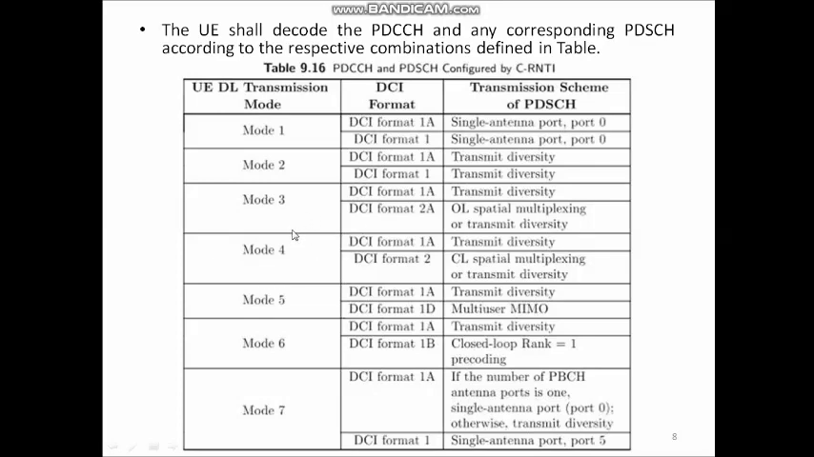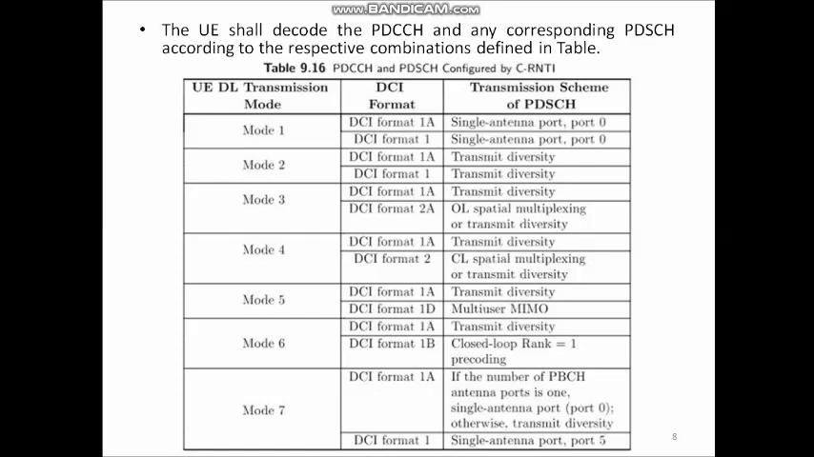Here PDCCH and PDSCH are configured by C-RNTI. This C-RNTI is the cell radio network temporary identifier. Basically, this is the unique identifier used for radio resource control connection and scheduling. So, there are 7 downlink modes.